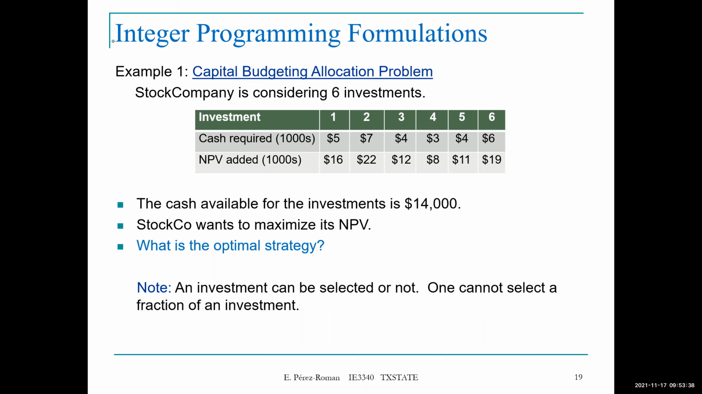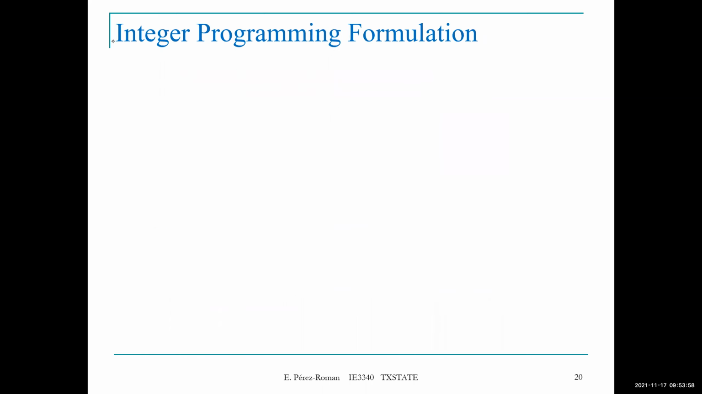As a note, an investment can be selected or not, so we cannot select a fraction of an investment. If you want to go for investment 2, then you have to go for the whole thing. You cannot buy a fraction of that investment. So the question is, what's the optimal strategy? If you have this money available, what will be the best strategy for you?